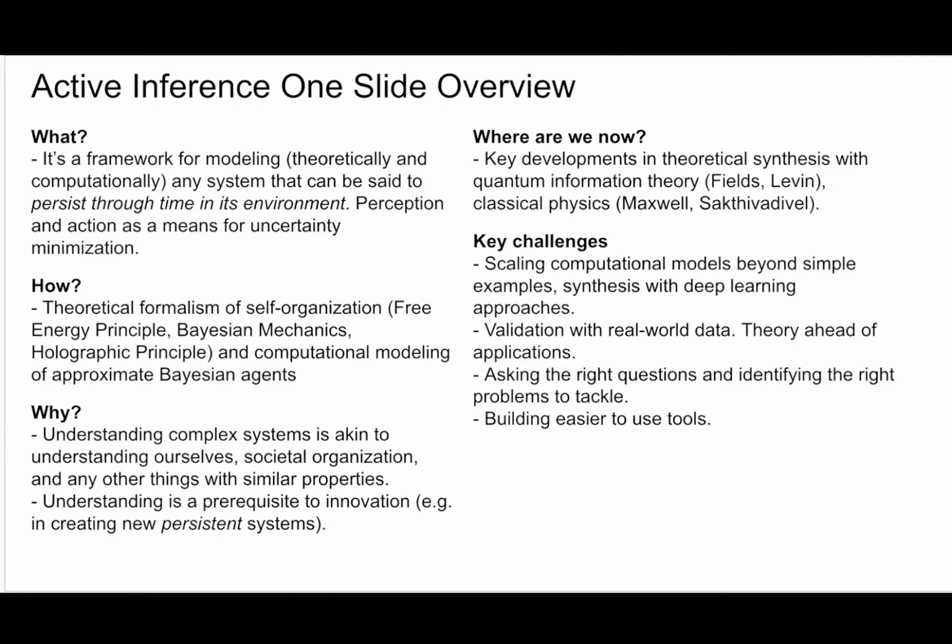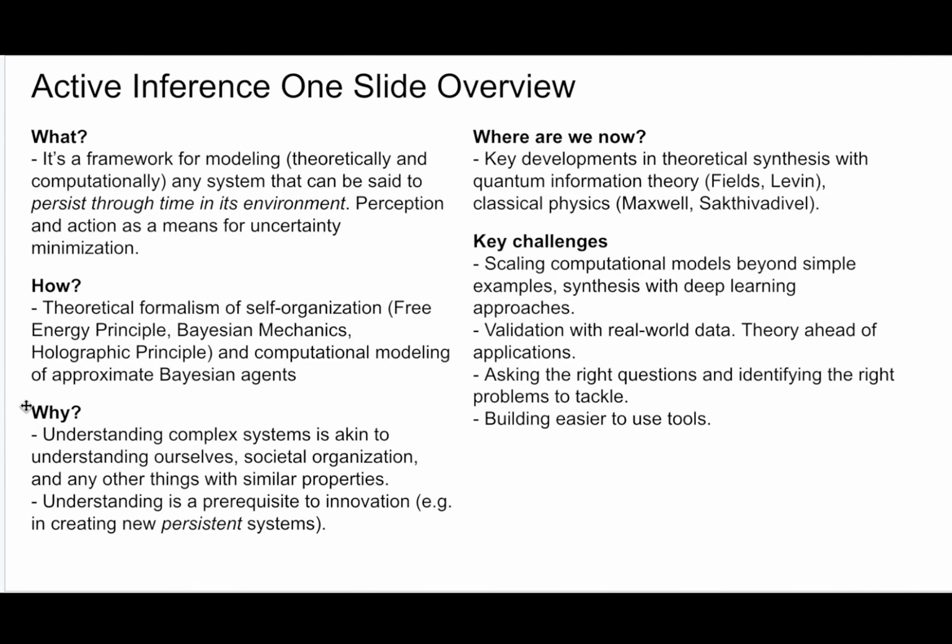Within the context of computational modeling, active inference agents are performing approximate Bayesian inference on their sensory outcomes and are building an internal generative model of their environment and trying to minimize their uncertainty to reach a preferred state.